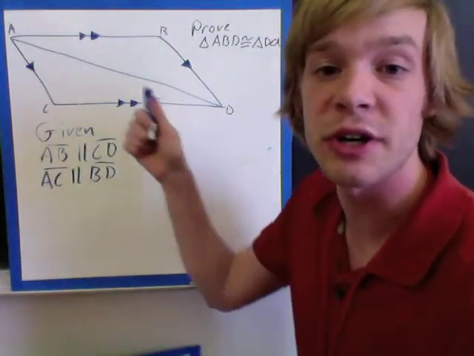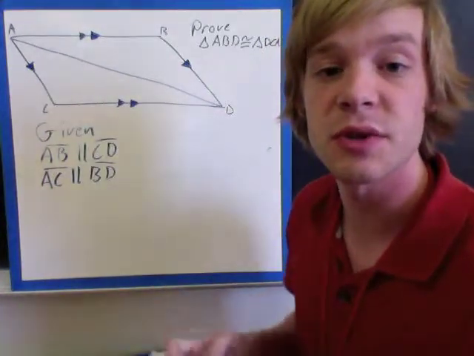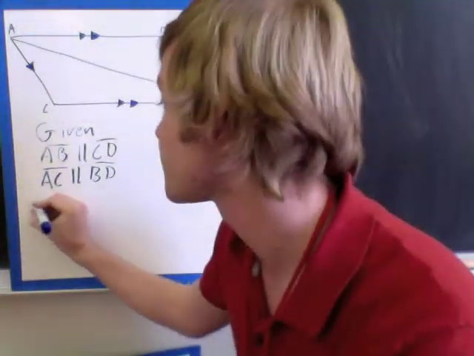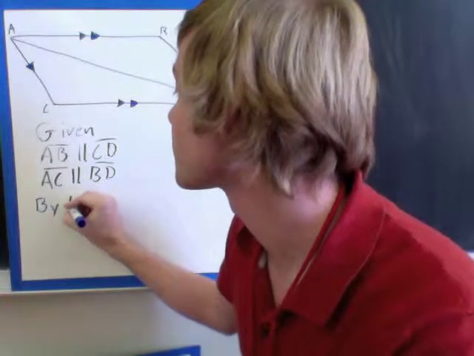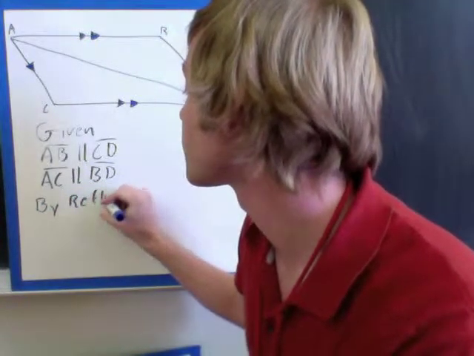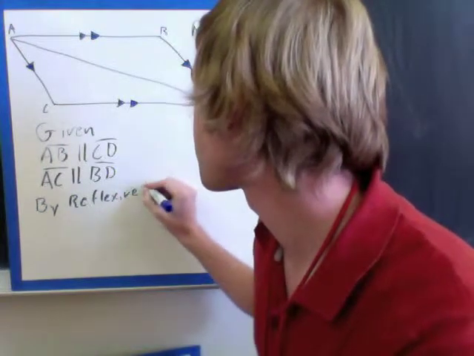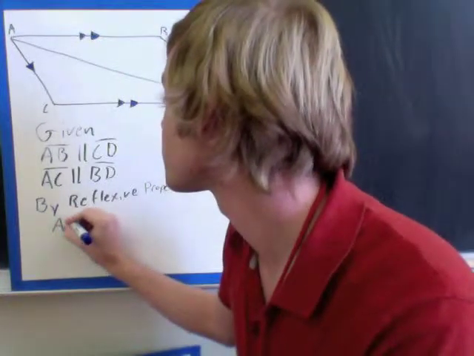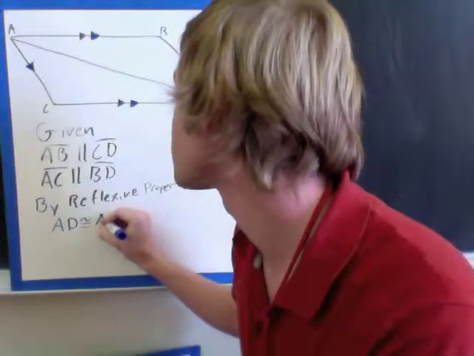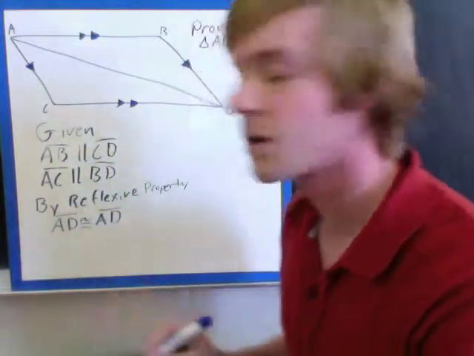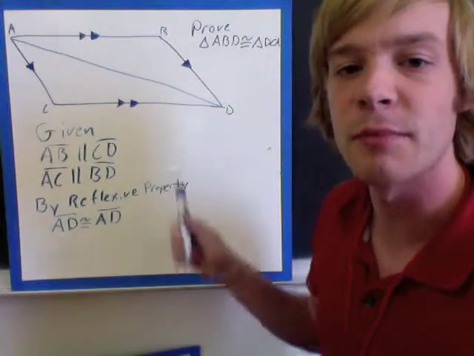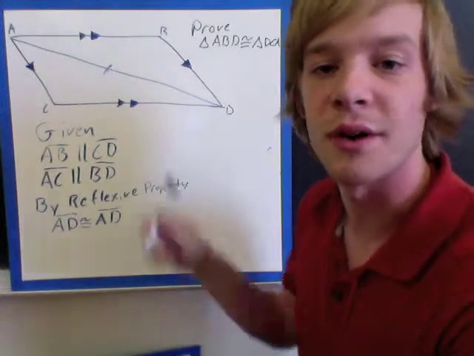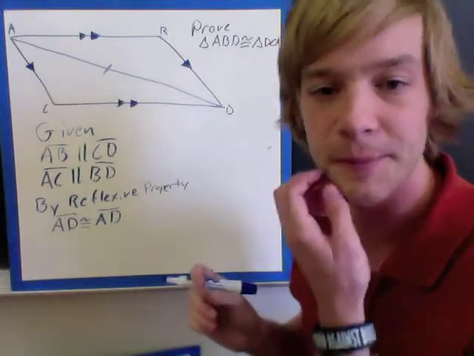Next thing we notice is we've got a shared side in the center. So that tells us that we use our reflexive property. By the reflexive property, AD is congruent to itself. So AD is congruent to AD. So I'm going to put a mark here in the center so we know that this line is congruent to itself.